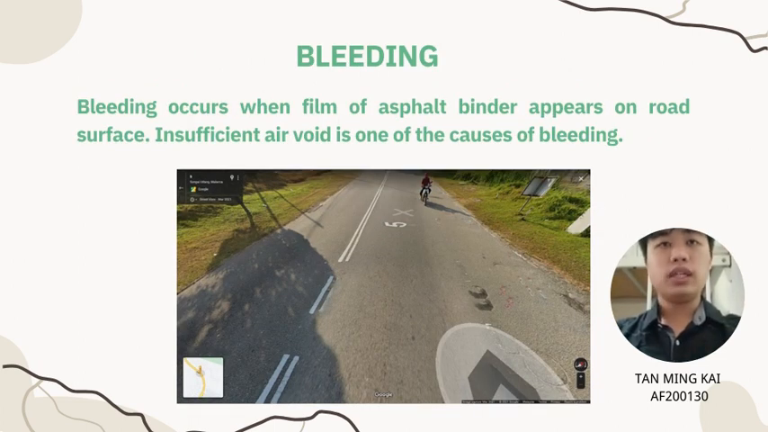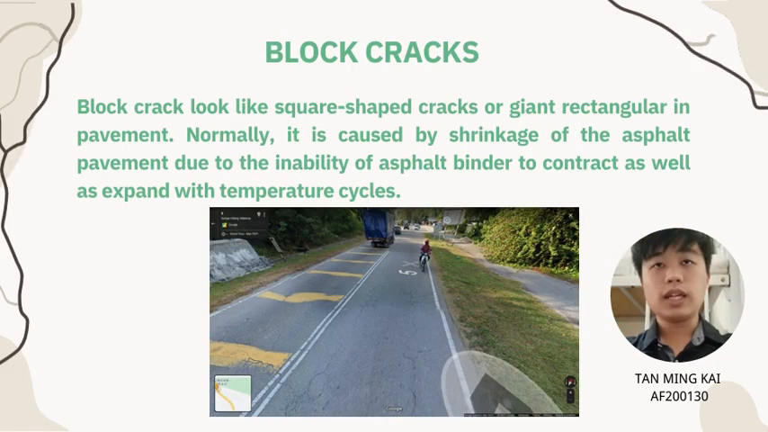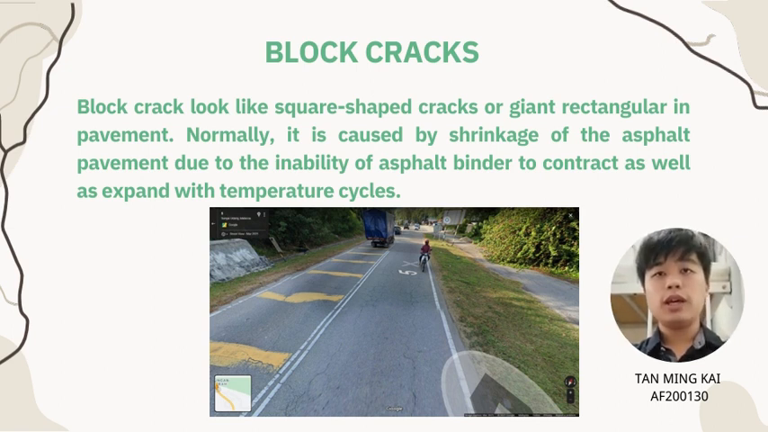Besides that, we have bleeding. Bleeding occurs when a film of asphalt binder appears on the road surface. Insufficient air voids is one of the causes of bleeding. Not only that, we have block cracks. Block cracks look like square-shaped or giant rectangular cracks in the pavement. Normally, they are caused by shrinkage of asphalt pavement due to the inability of the asphalt binder to contract and expand with the temperature cycle.